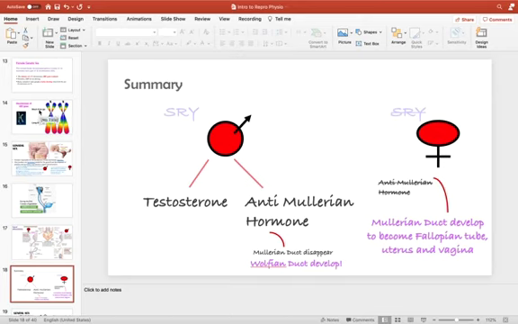So as a summary, when SRY is present, it produces testosterone and anti-Mullerian hormone, which cause the Mullerian duct to disappear. Hence, the Wolffian duct will develop. And in female, when there is no SRY, the Mullerian duct develops to become the fallopian tube, uterus, and vagina.